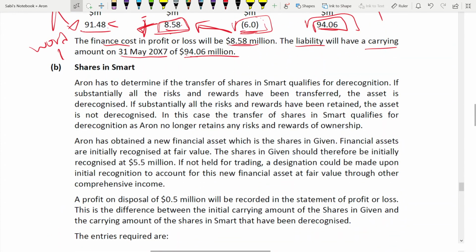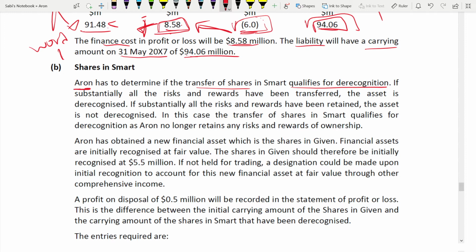Okay. So once they give up the shares in Smart, can they recognize it anymore? They have given up the shares, the financial asset. They have sold. So what should they do? Aron has to determine if the transfer of the shares in Smart qualifies for derecognition. Exactly. Now you have given up the shares, that means you have sold the shares. So can you still recognize it in your financial statements, or do you have to derecognize it? You have to determine this.